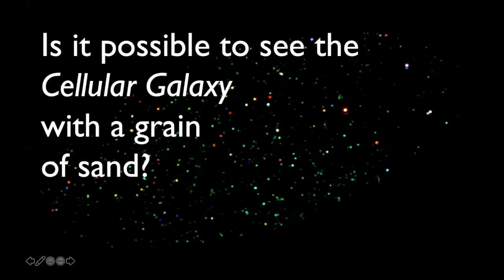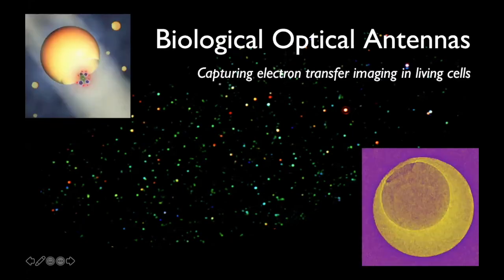Can you see many, many dots? This is nothing but nanoscale crescents, so that we can capture electronic motion inside of the living cell. We deliver this inside of the cell using this kind of structure. We can capture electron transfer motions in living cells.